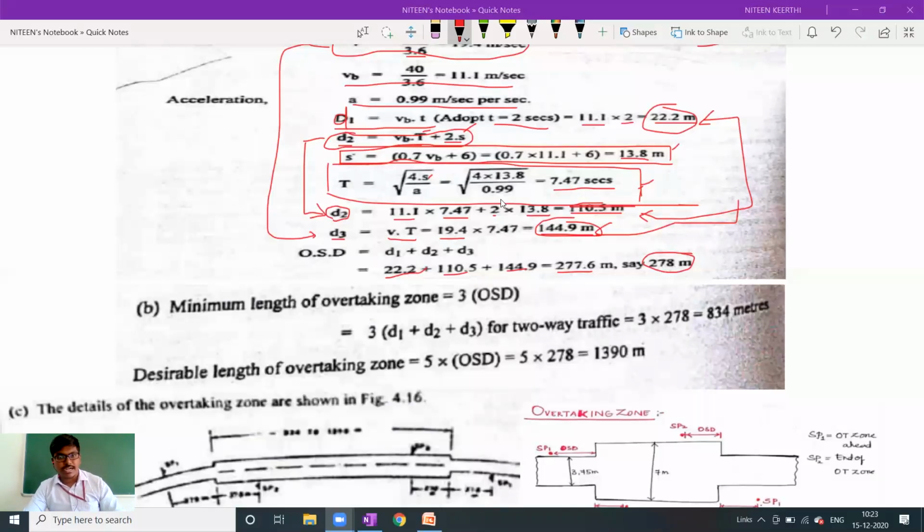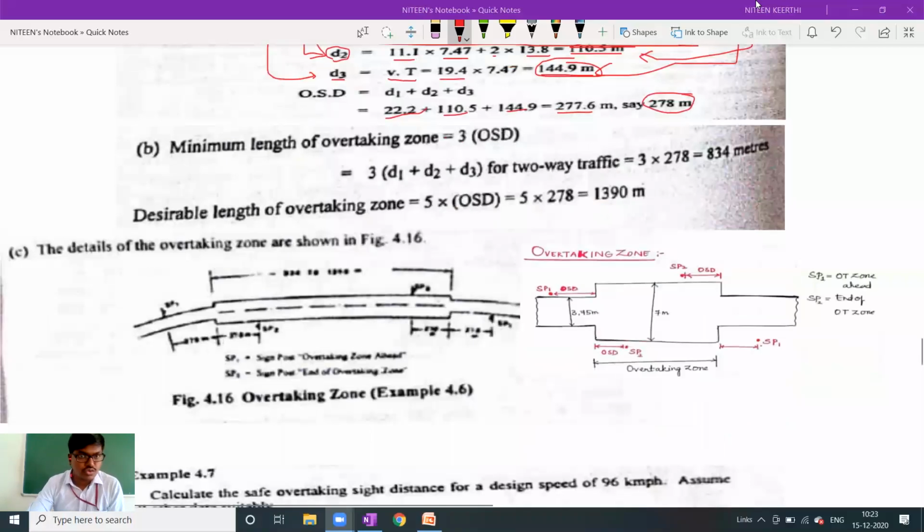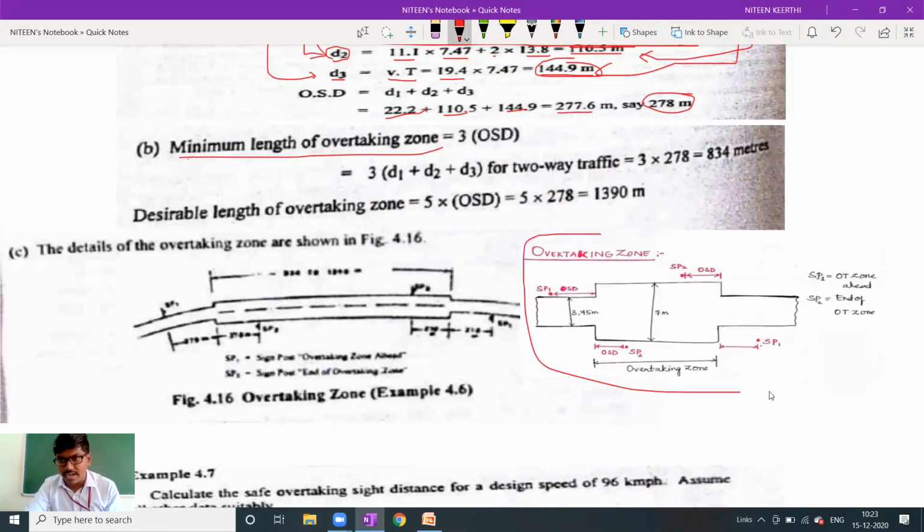So moving back to the second example. Before that, there are two more determinations in this example. He's asking us to determine the minimum length of overtaking zone. Here I explained to you the overtaking zone. See, overtaking zone is provided whenever there is no possibility of providing an overtaking sight distance along the road. So they go for providing an overtaking zone.